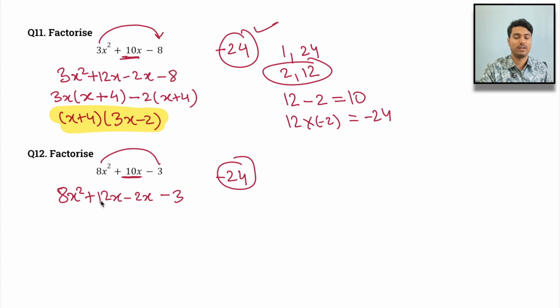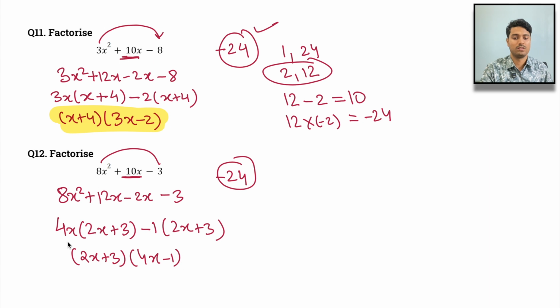From 8x squared plus 12x, we can take 4x common, and we can write 2x plus 3, and minus 1, again 2x plus 3. So from here we can take 2x plus 3 common, and 4x minus 1, these are the remaining terms, and this is the final answer. With this, we are done with expanding and factorizing quadratic expressions.